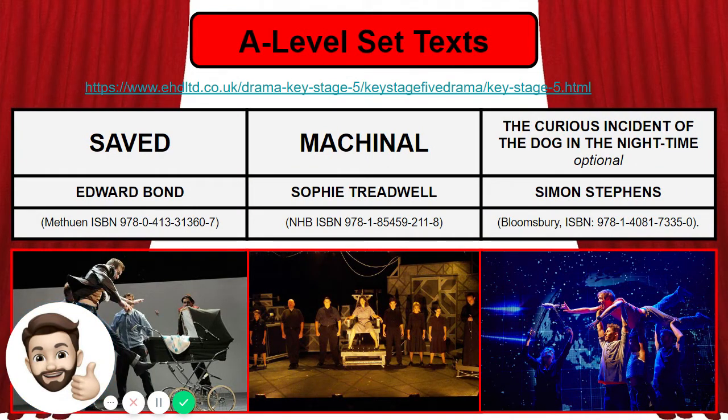We say The Curious Incident of the Dog in the Night-Time is optional, because that's the one where you only look at an extract. However, we will look at the play in its entirety in different forms, through watching the production or working on individual extracts in preparation.